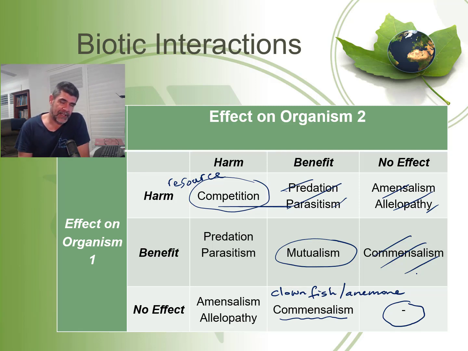If the one species that isn't harmed is actually causing harm to the other rather than benefiting the other, then we have an example of amensalism. Okay, another specific example of that is allelopathy. This happens when certain types of plants, for example, may release chemicals into the soil that actually inhibit the growth of other plants.